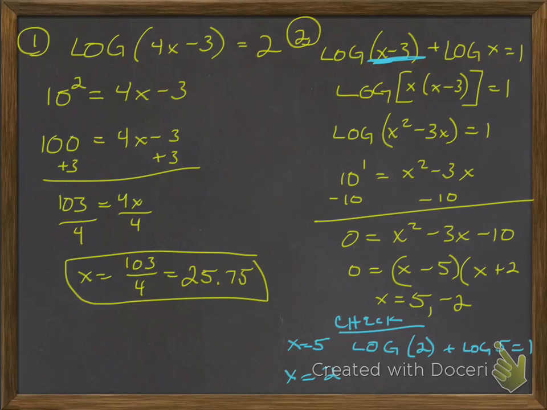When you plug in negative 2, minus 3 becomes negative 5. This one does not work because there's negatives inside of the log. The extraneous one comes from the negatives inside the log. So my solution here is only x equals 5.